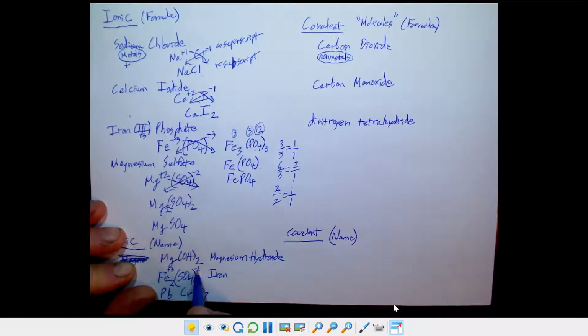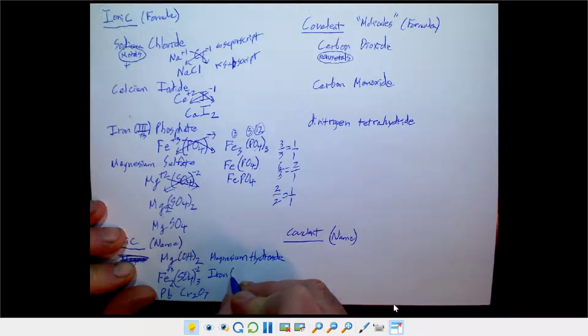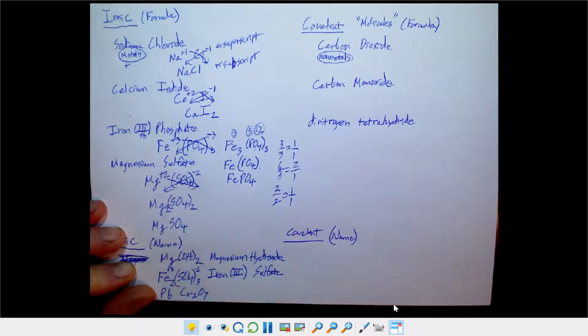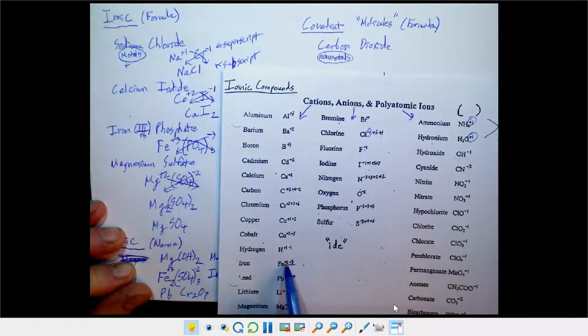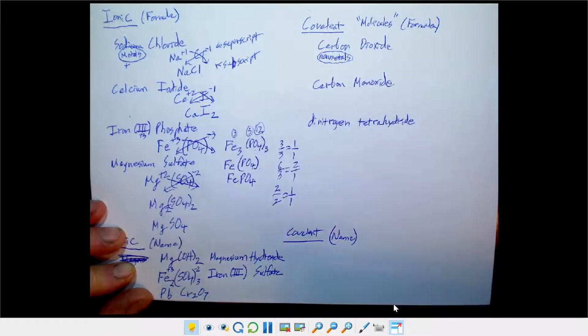If this one wasn't right, then that means that this one would probably be messed up as well because something got reduced. And I'll show you that on the next one, right? So because this one's correct, then this one's going to end up being correct. So iron, Roman numeral 3, and then SO4 is called sulfate. Again, the reason why we have to say the Roman numeral 3 is because the iron has more than one choice. We have to say which one it is.